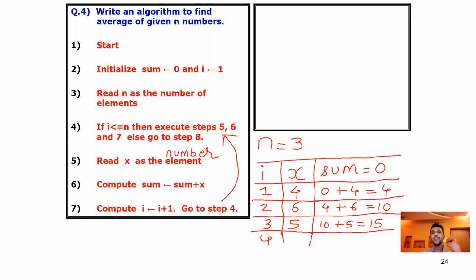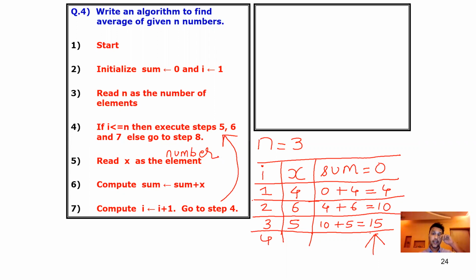Now let's understand what we did till here. We took 3 numbers from the user, and these 3 numbers were 4, 6, and 5. And eventually, we have found the sum of these 3 numbers, which is 15.